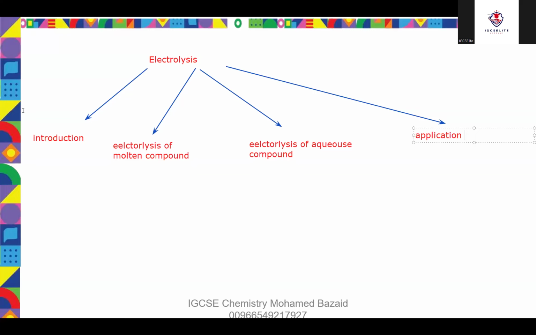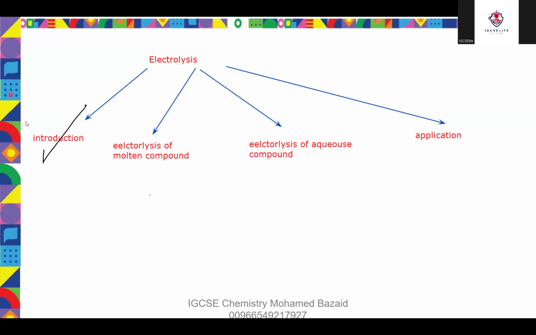So at the beginning, I talked about what? Remember, I talked about introduction. I talked about definition of electrolysis. I talked about what is the difference between molten and aqueous. And finally, metal electrode is platinum, non-metal electrode is graphite. Okay?